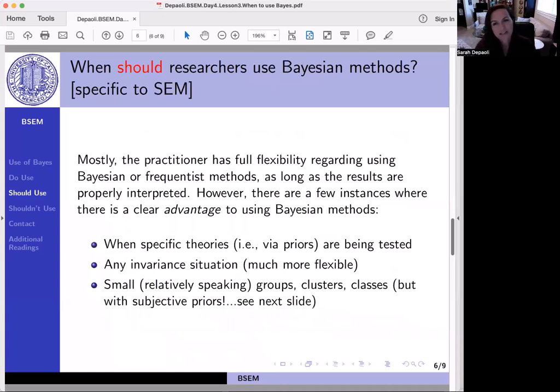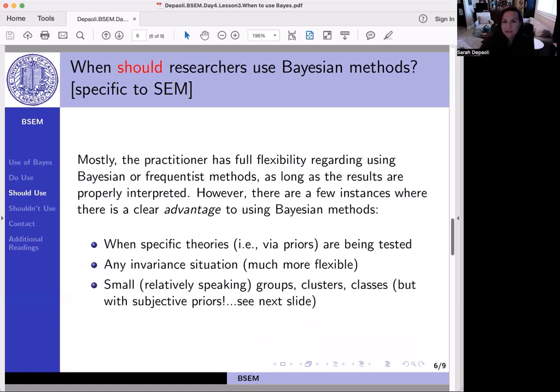The next question is, when should researchers use Bayesian methods? So again, this is my opinion, so take it for what it's worth. I'll start by saying I think Bayesian methods are far more interpretable and interesting than traditional ML-based computation because we can interpret the full posterior.